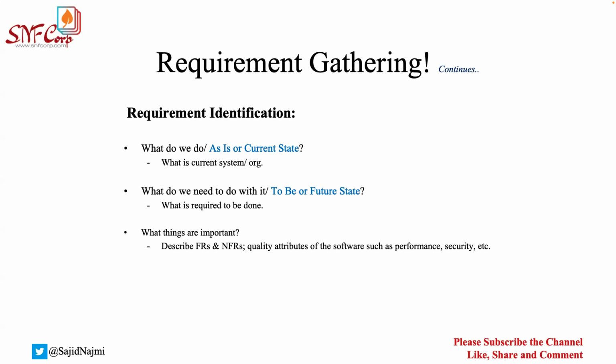Now, what things are important for you when you're capturing the requirements? Everything is important. To name some of them I've written here, you have to describe properly what the functional requirements are and what the non-functional requirements are. When I say non-functional requirements, it means the quality attributes of the software, such as performance, security, scalability, usability. Functional requirement is the main thing, the main action of that project. Non-functional requirements are everything supporting the functional requirements.